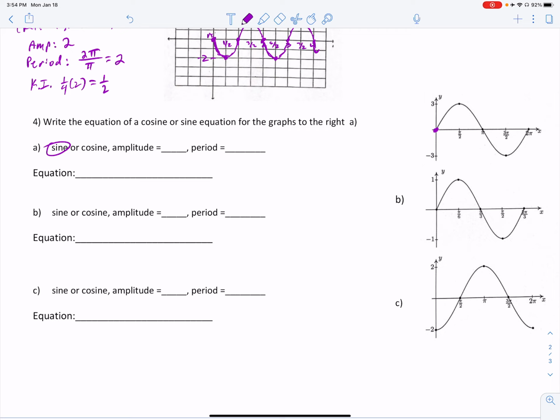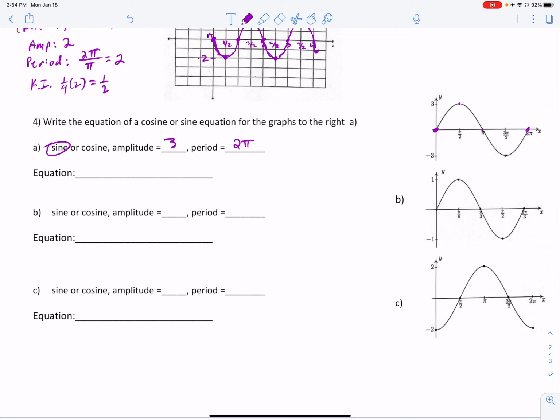And then the amplitude, notice it goes from 0 up to 3 and then down to -3. The amplitude is 3. And you get through going from 0 up to 3, to 0, down to -3, back to 0, all in 2 pi. So this is one complete period. So the period on this is 2 pi.